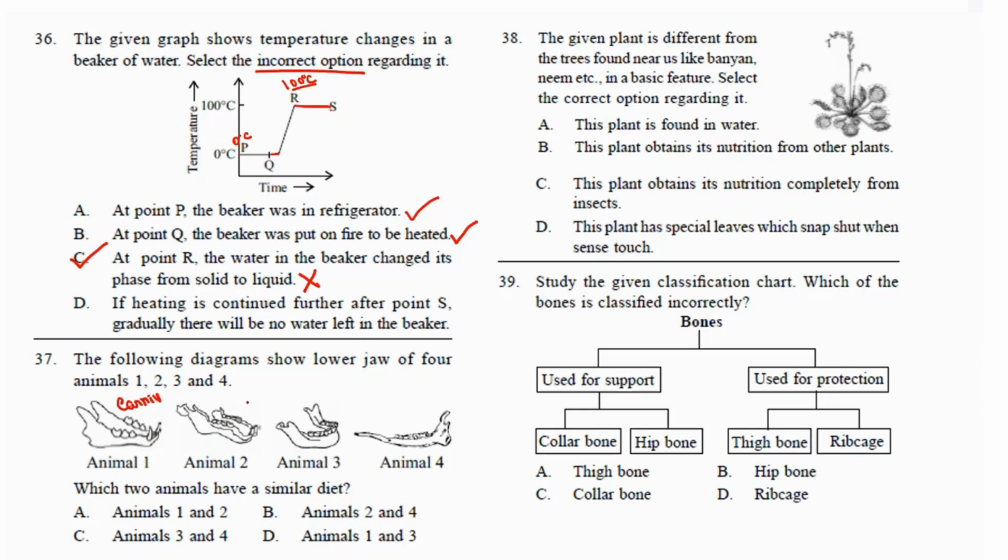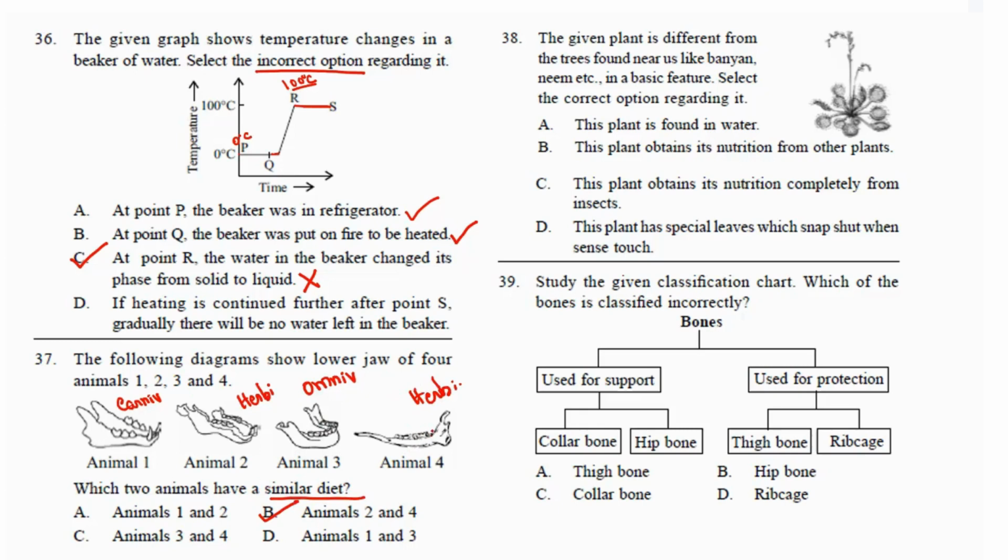Animal 2, it is the jaw of herbivore. Animal 3, it is the jaw of omnivores. And animal 4, it is the jaw of herbivore again. Right? So in the following one, so the lower jaw, the two animals that have similar diet, we can say it is animal number 2 and 4. Because both of the jaws belong to the herbivores.